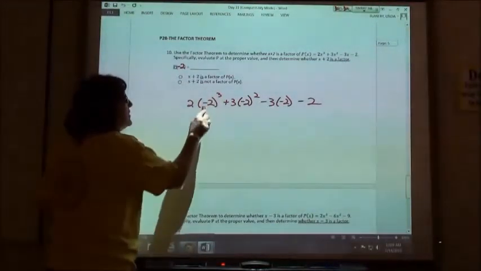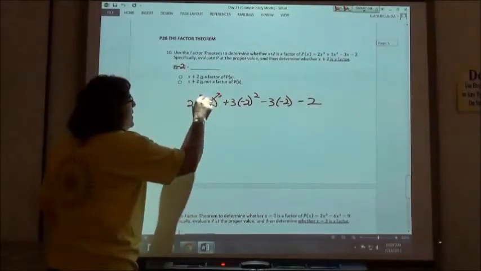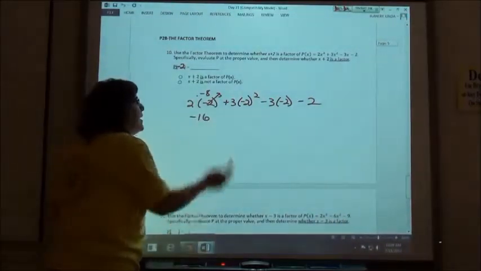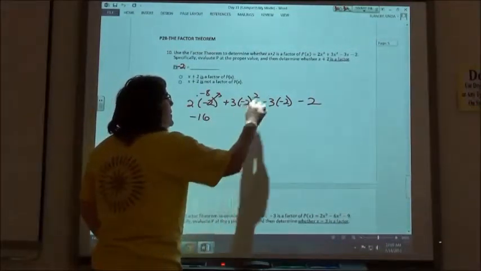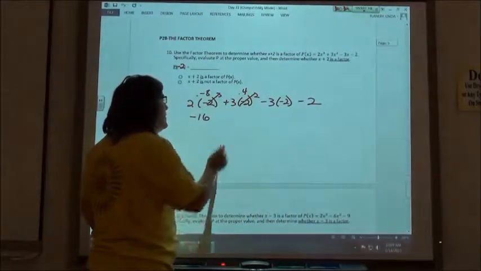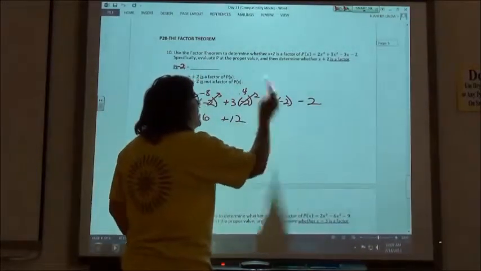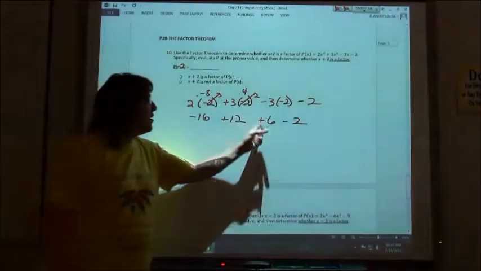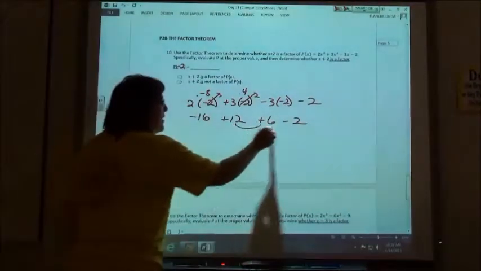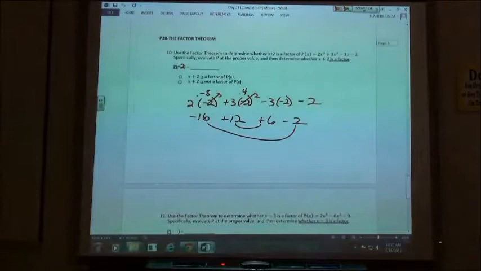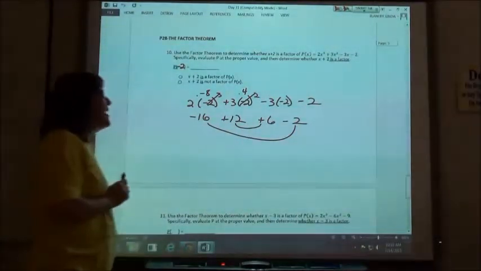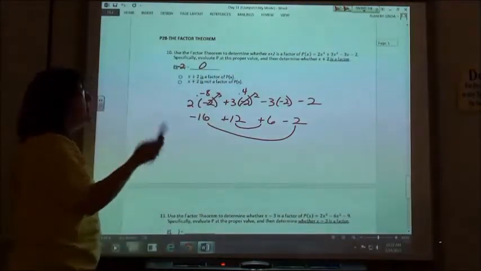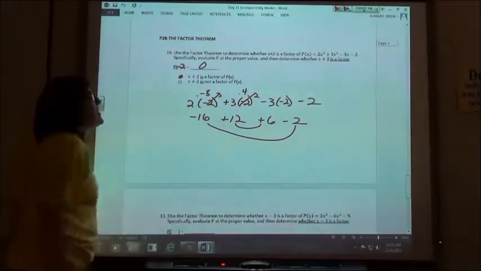Doing our exponents first. Negative 2 cubed is negative 8. Negative 8 times the 2 in front, negative 16. Negative 2 squared, positive 4. 4 times the 3 in front, 12. Negative 3 times negative 2, plus 6 and minus 2. So negative 16 minus 12 plus 6 minus 2, I would probably do these two together and those two together, just because that makes it easy. If I do that, I get 0. So they're going to have you put a 0 in the blank. Is it a factor? Yes, it is, because we did get an answer of 0.